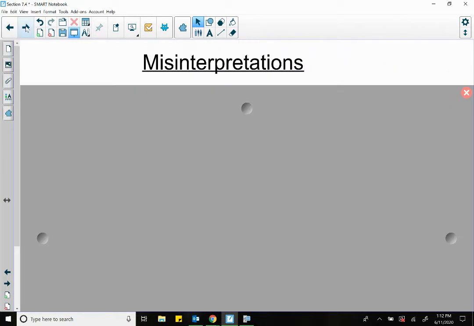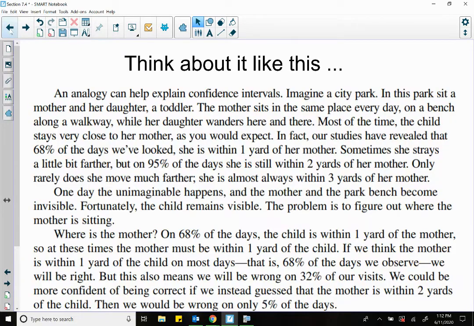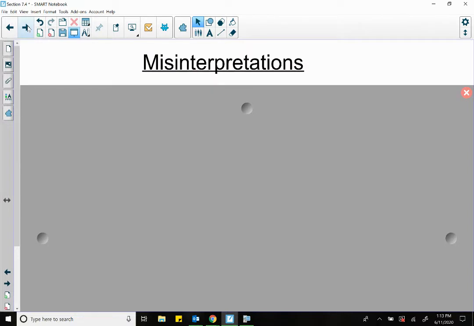Remember that we talked about this before, that the population proportion is always the same. It doesn't change. We talked about that in 7.1. So that's why up here it says that the mother sits in the same place every day on the bench along the walkway. That's the population proportion. The daughter represents the sample interval. So it definitely illustrates that idea that the population proportion doesn't change.